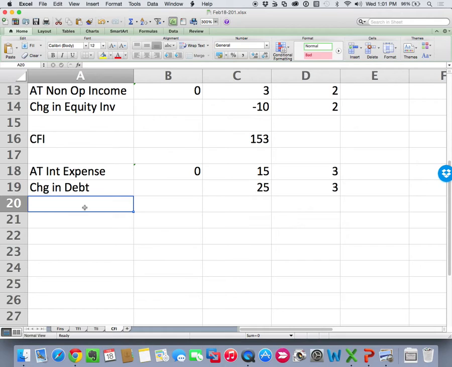So that's one of the quirks of the CFI statement. Even though we used net income to convert the TII, because we had to have a balancing statement, when we get to the cash flow, the net income isn't the actual cash flow that's paid to the investor. It's the dividends. So dividends.